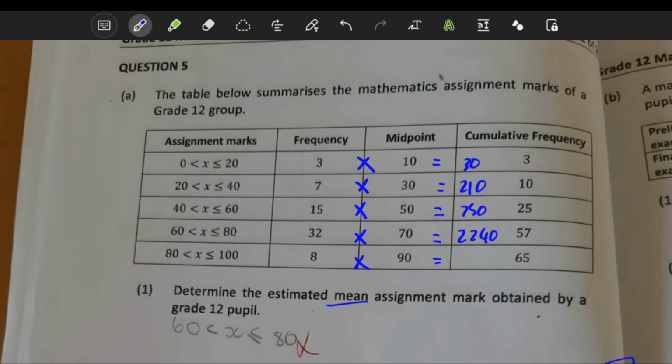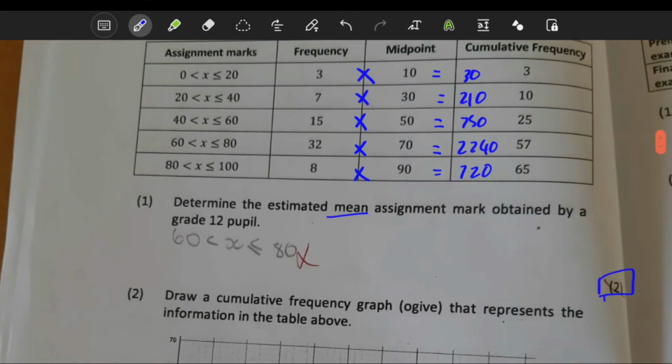And then 90 times 8, you're gonna get 70. Okay, let's get this 70 here. No, 270 actually. Let me, 720. So these totals here, you add them up together. So it's gonna be like 30 plus 210 plus 750 plus 2250. Come on, 2240 actually, plus the 720.